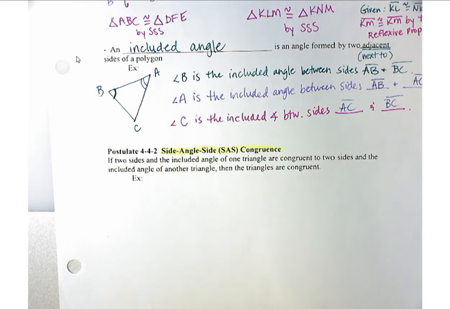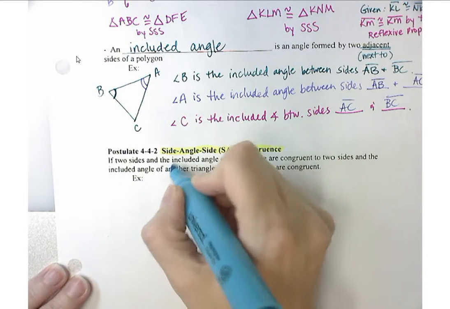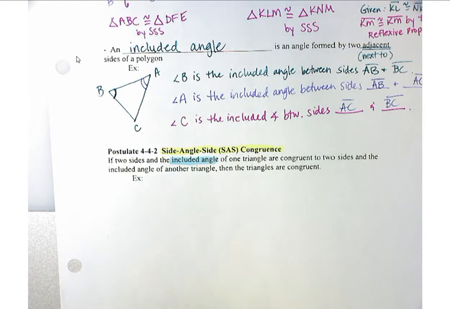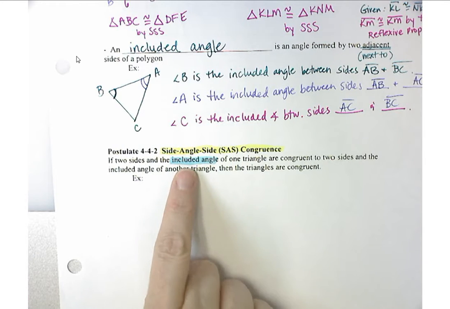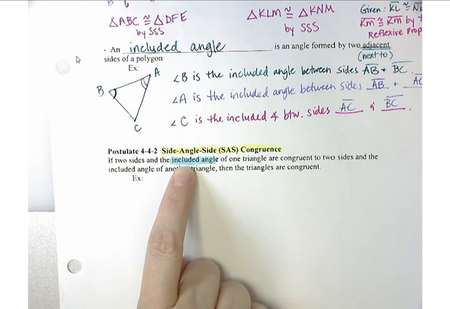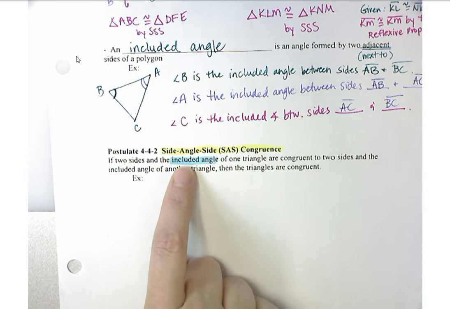Okay, so it's the included angle, but aside from the included angle, what else do you have to have? So think about what your hypothesis is, right? The hypothesis is always after, what's your hypothesis always after? Remember hypothesis, conclusion from your if-then statements?